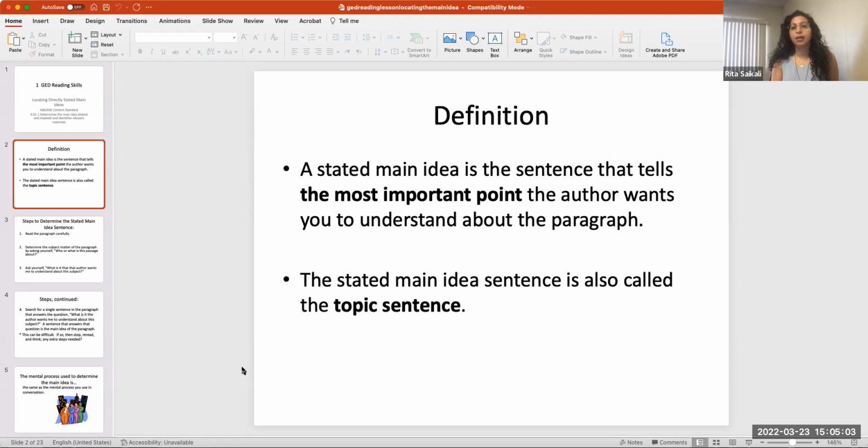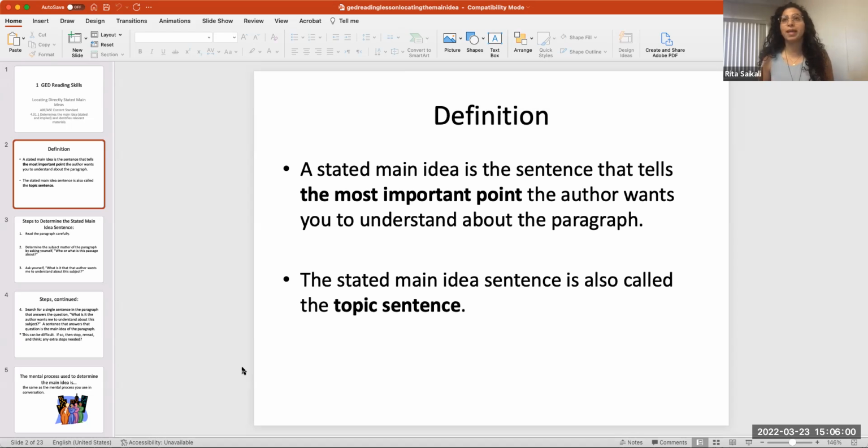Okay, so to define it, a main idea is the sentence that tells you the most important point that the author wants you to understand about the paragraph, right? So what is this paragraph about? It's more like a sentence or two sentences, or a little chunk that tells us exactly what the point of the author is, okay? And obviously the author is the person who wrote this story or this news article or this reading that you have read, okay? So the stated main idea sentence is also called a topic sentence, all right? A topic sentence because it tells us the topic of our paragraph. Any questions? No questions so far.